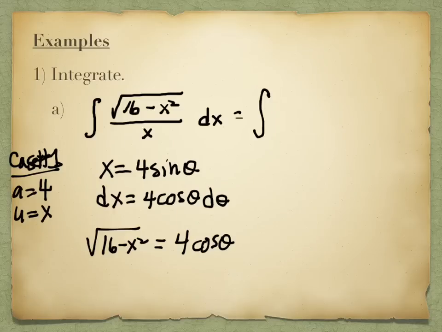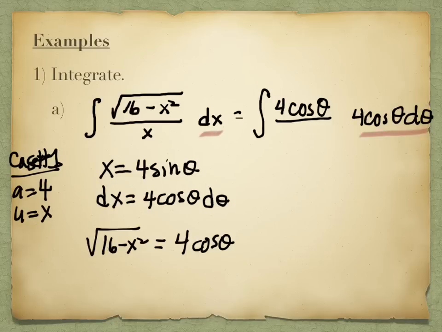I'll have 4 what? Say it again, louder. Yeah. Right, 4 cosine theta. And the dx, well, the dx is also 4 cosine theta, isn't it? So the dx at the end is 4 cosine theta d theta. All right, the x on bottom gets replaced a little bit differently. Make sure I'm going to write this correctly.